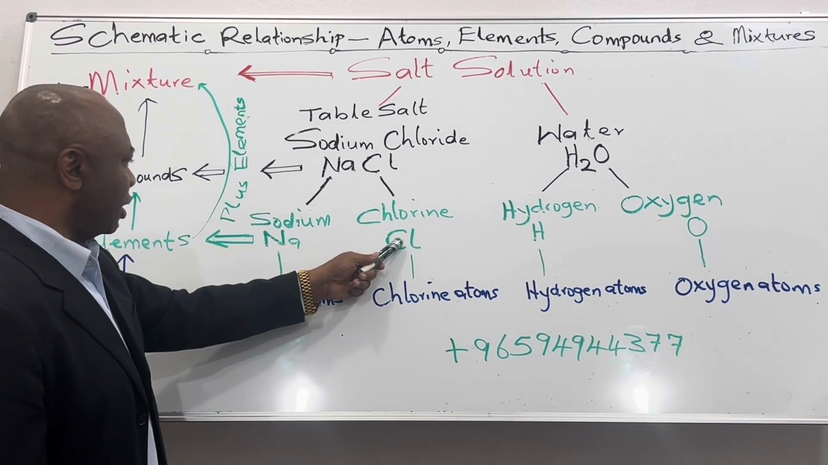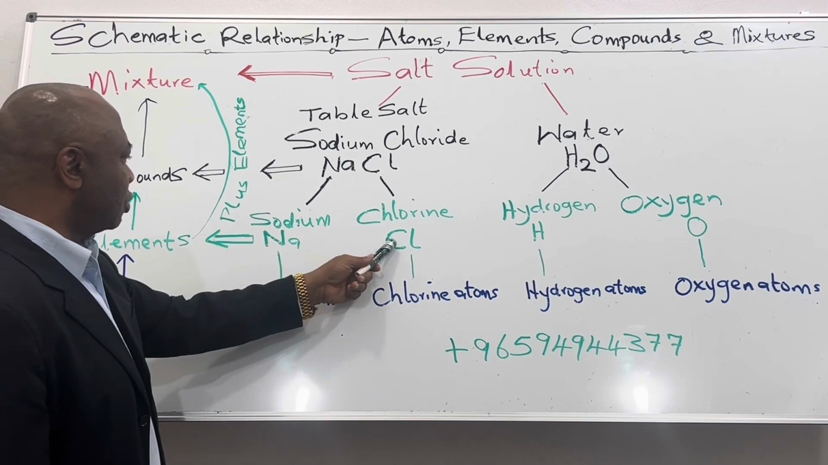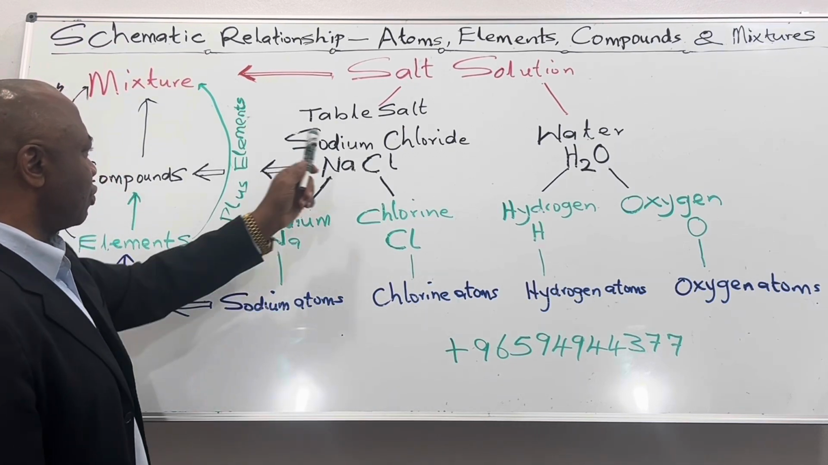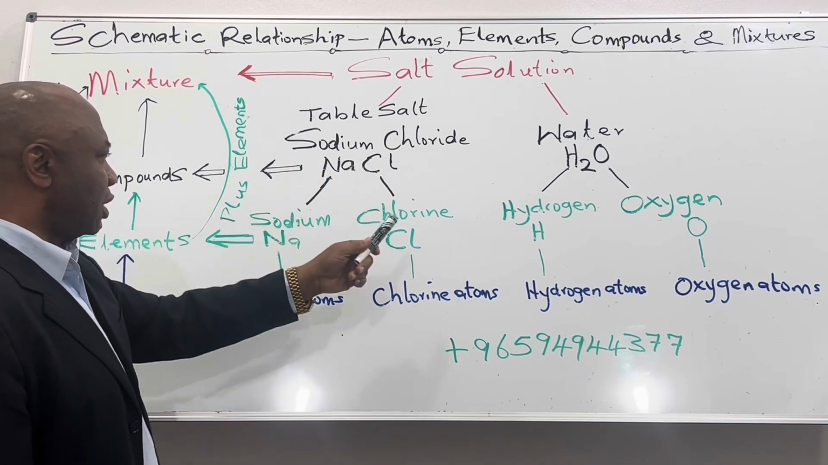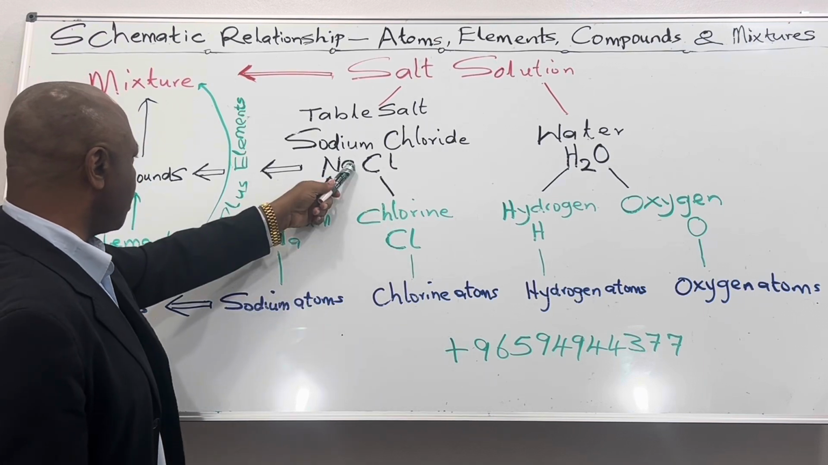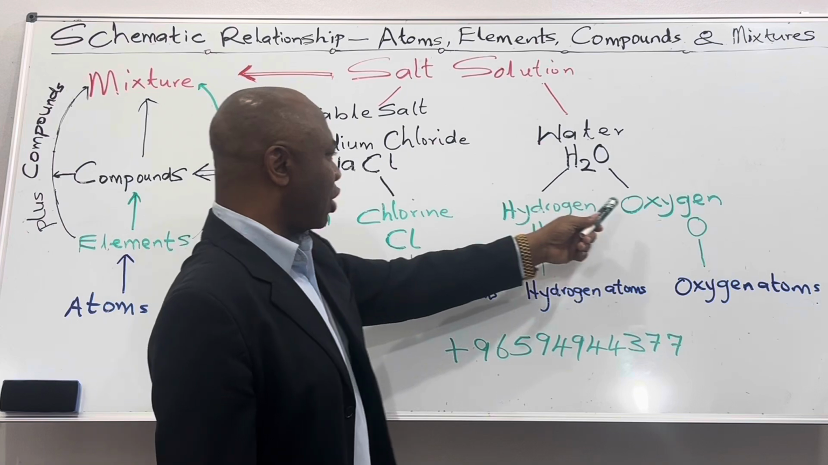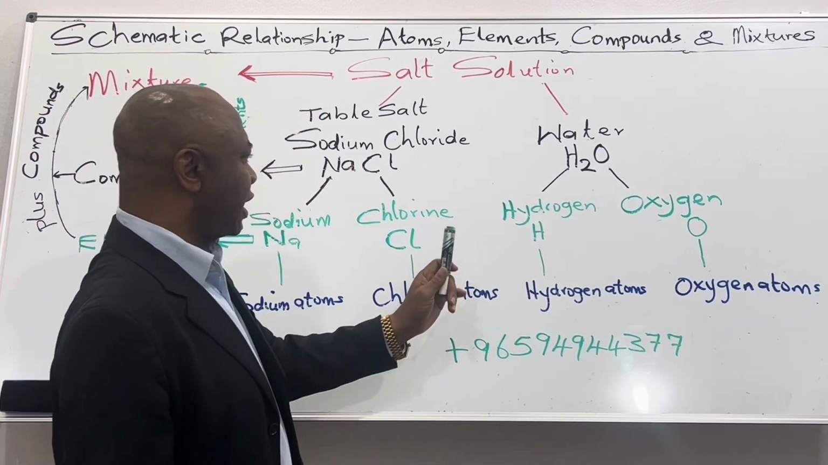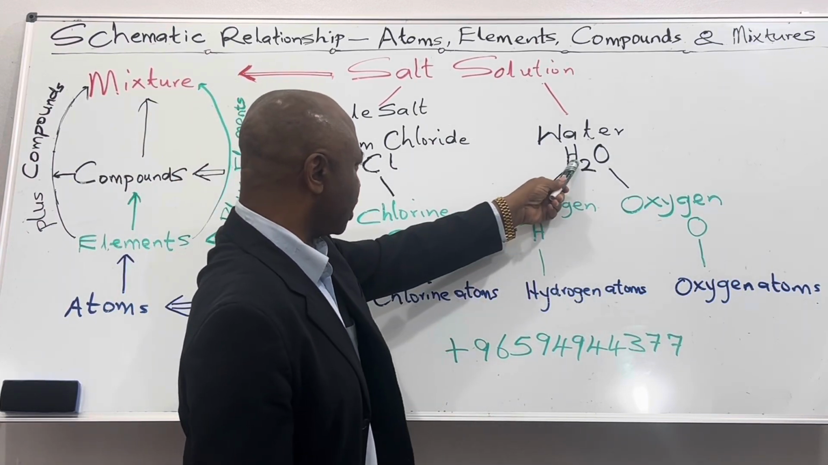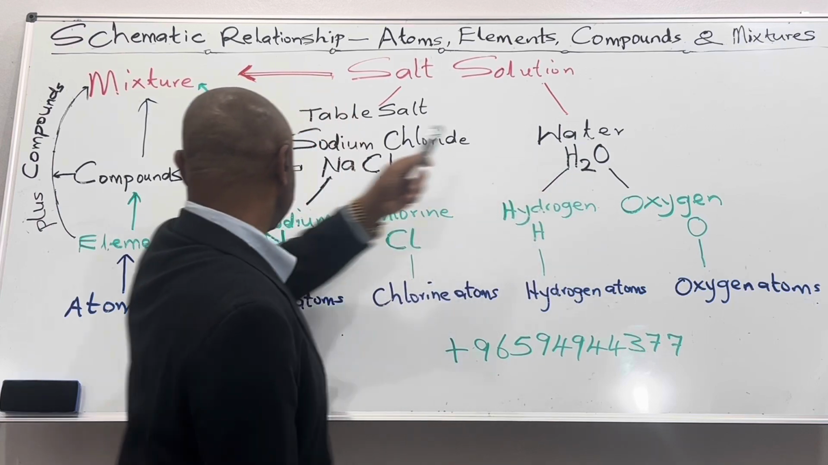Sodium and chlorine combine through a chemical process to form sodium chloride. And because of that, sodium chloride is a compound. Hydrogen and oxygen combine through a chemical process to form water. And because of that, water is a compound.